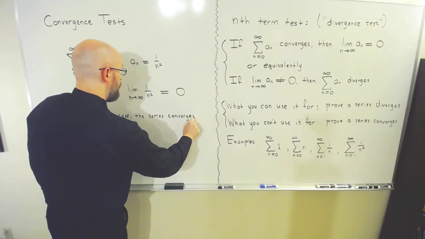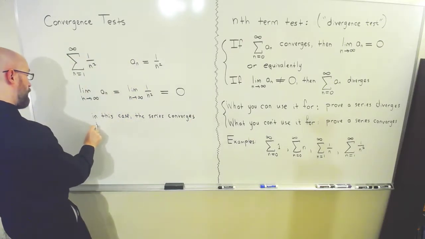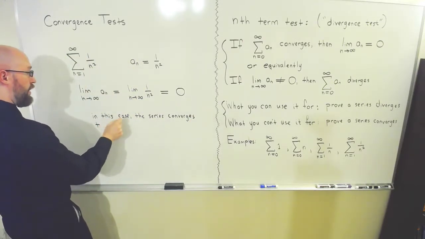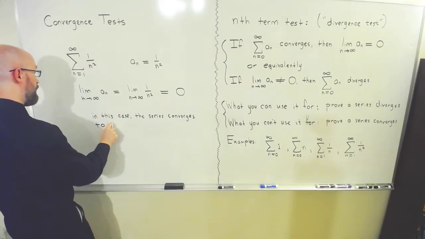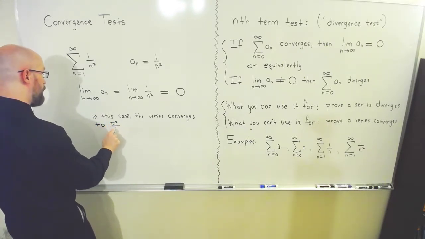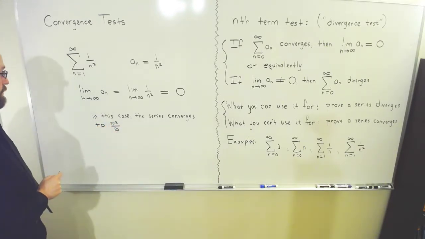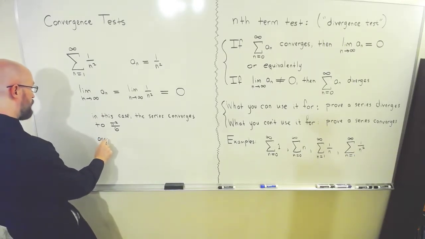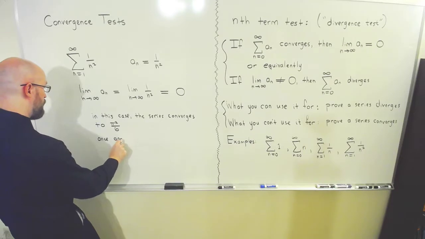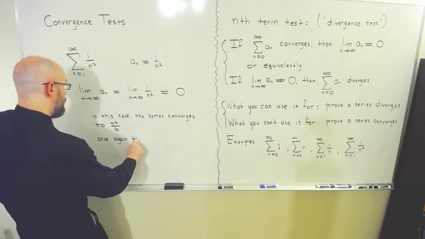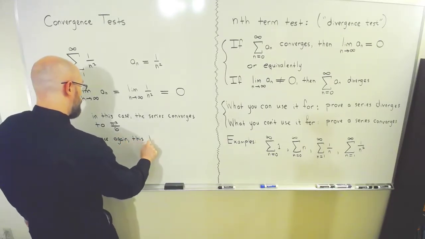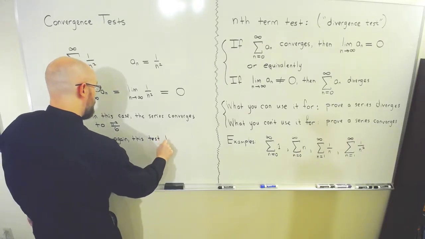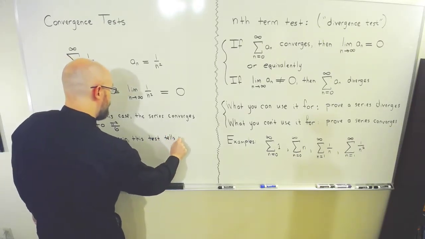I told you this. Or if I didn't, then I'm telling you now. So the series converges to pi squared over 6. So once again, this particular test tells you nothing.